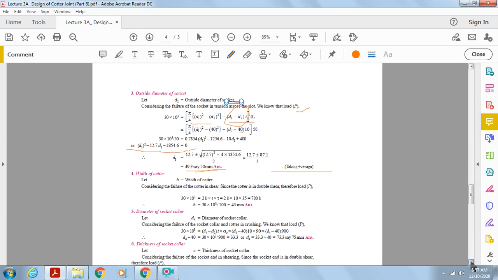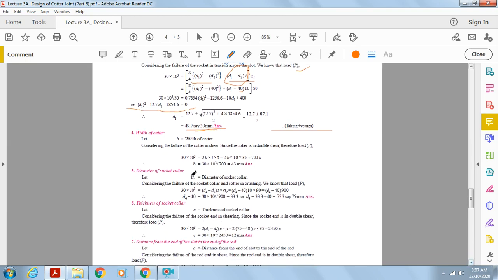Now come to the width of the cotter, that is b. Considering the failure of the cotter in shear, since the cotter is in double shear, the load P equal to 2 into b into t into tau. T means the cotter thickness, which we have already calculated as 10. Tau is given as 35. So b is coming 43 millimeter.